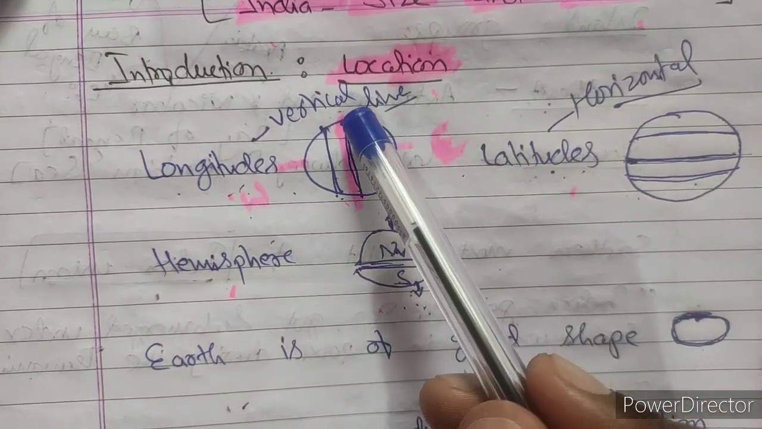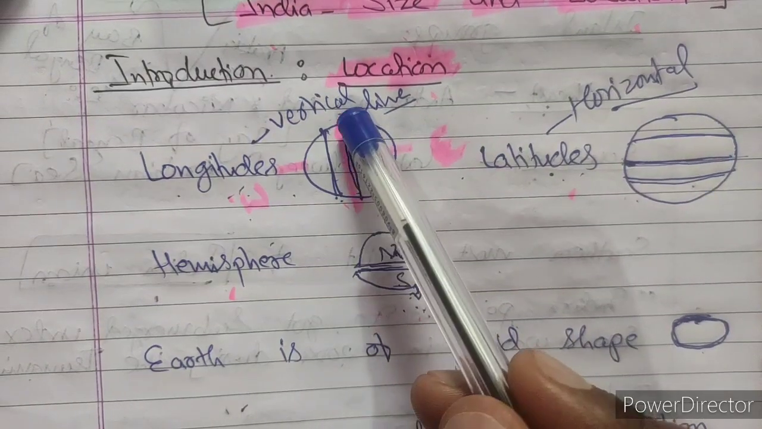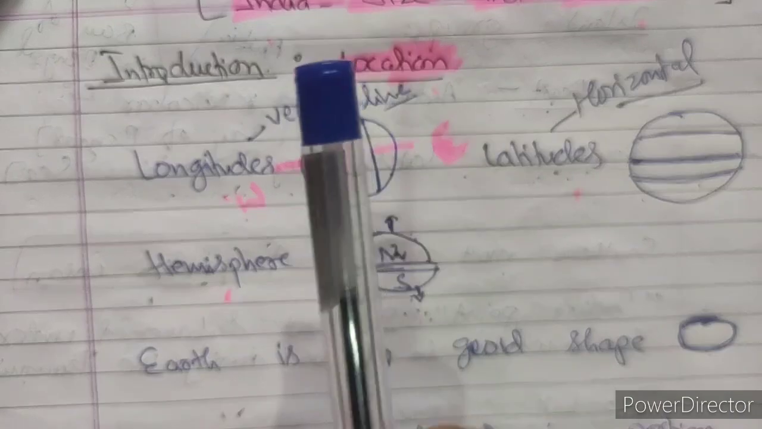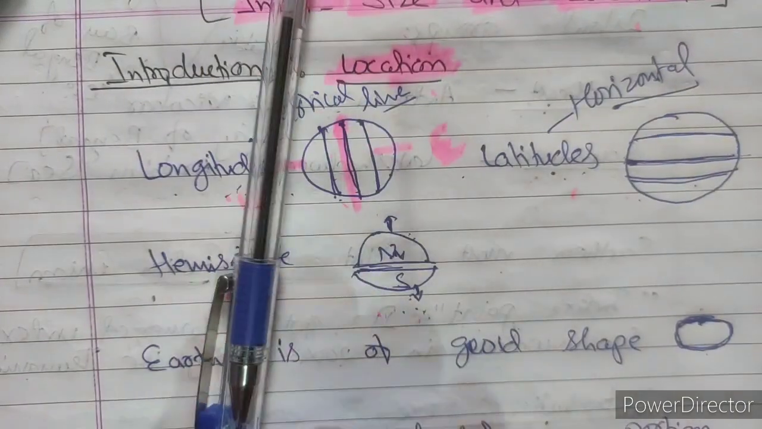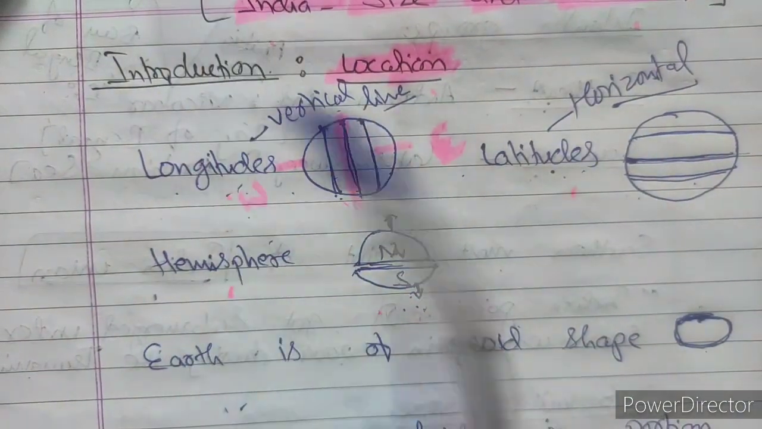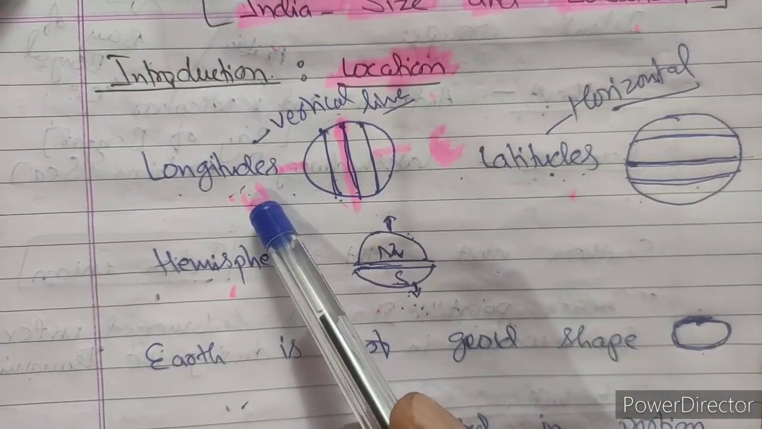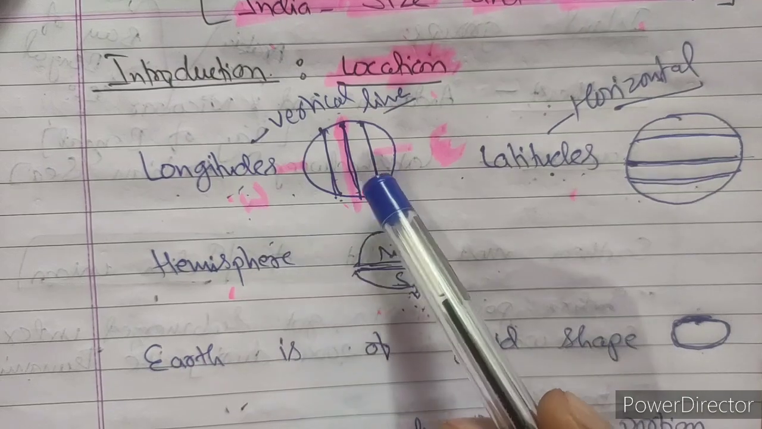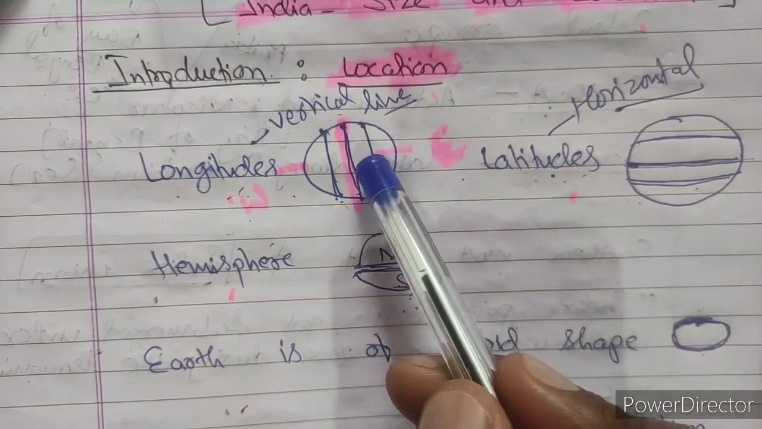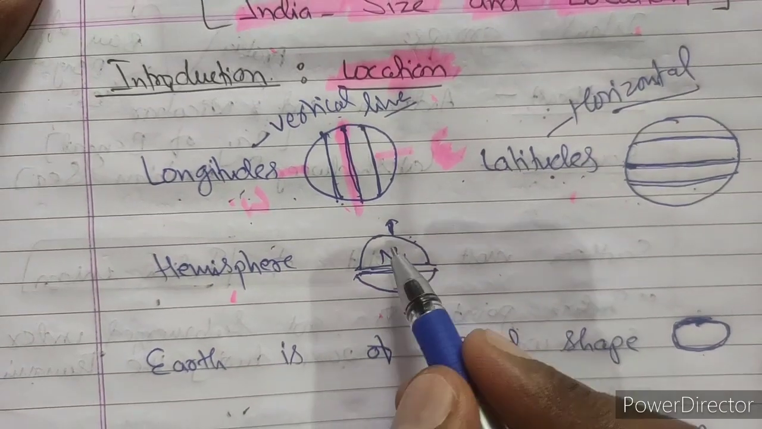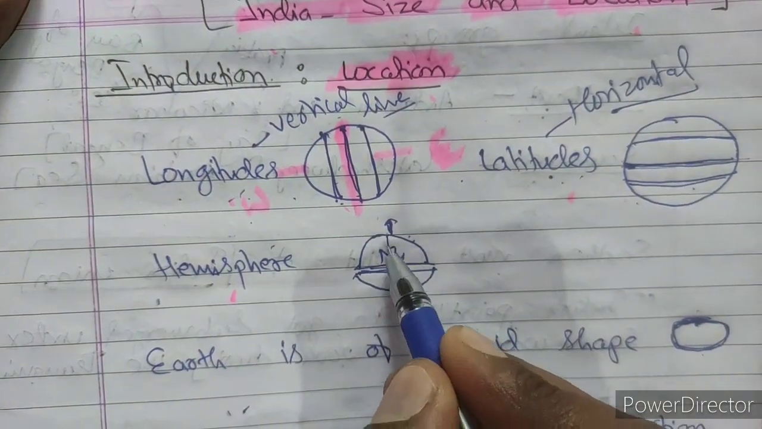Longitudes are imaginary lines which are vertical, meaning long lines. They are long lines, that's why they are vertical. They divide the whole earth into east and west parts. So longitude is east and west. When we see it over here in this way, India lies fully on the east side.